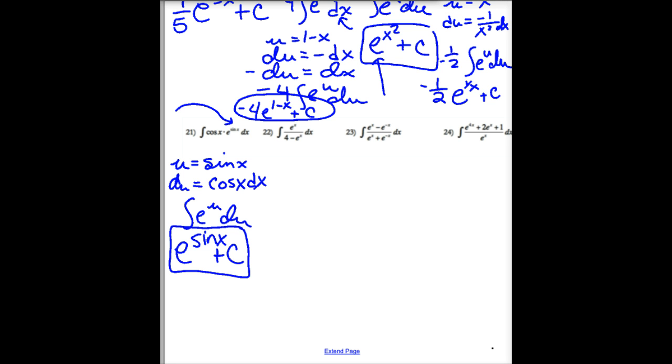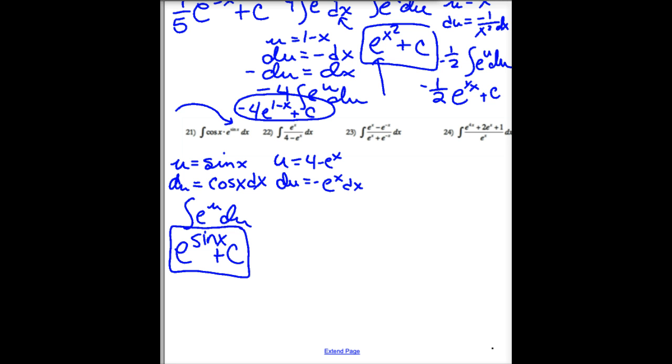So for number 22, let's try letting u be, first of all, an inside function. Don't have one. A denominator, let's give that a whirl. I would let u be 4 minus e to the x. My derivative of u with respect to x would be negative e to the x dx. And you'll notice that that is almost what is in the numerator.